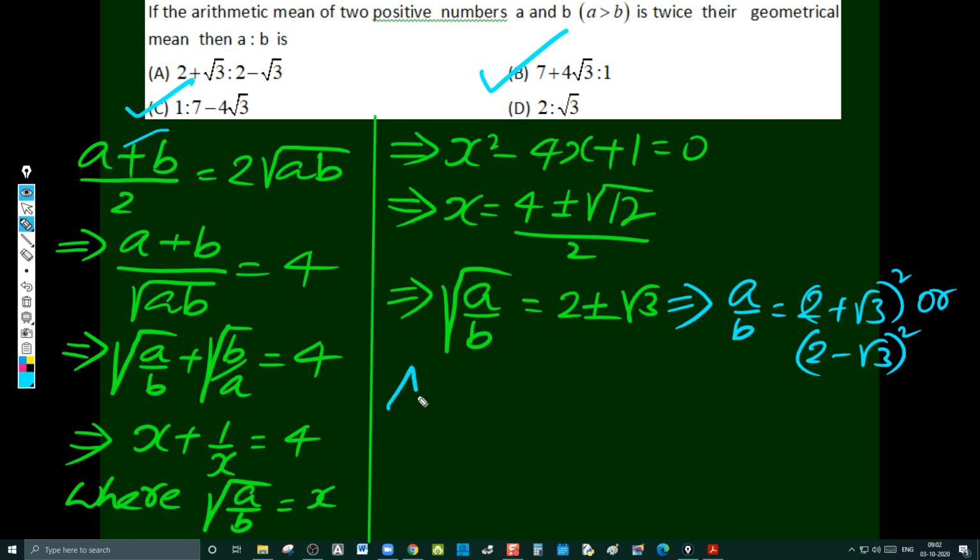Yeah. How to do that? Root a by b we have here. Root a by b is not correct. Prathamesh is saying to try and rationalize, multiply by root a by b by root b by a if you take.